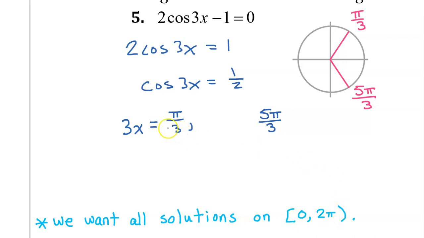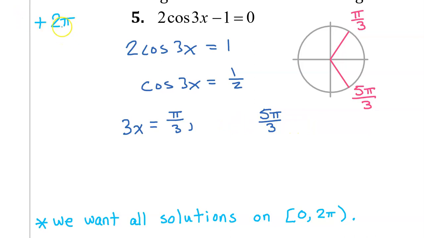So normally we would stop right here, because these are the only two solutions for 3x between 0 and 2 pi. However, we are not solving for 3x. We're not done. We are solving for x. Because we have to divide by 3 to get x by itself, these values are going to get smaller. So more solutions are going to fit between 0 and 2 pi. How do we find the additional solutions?